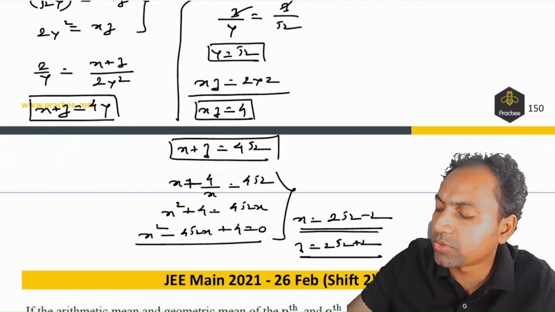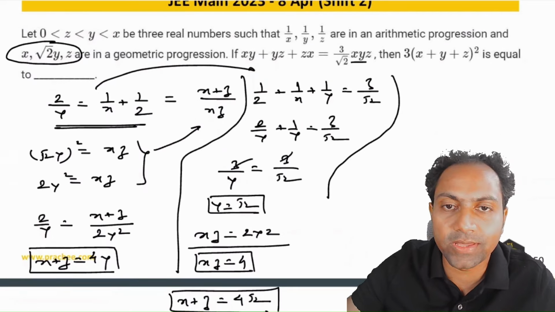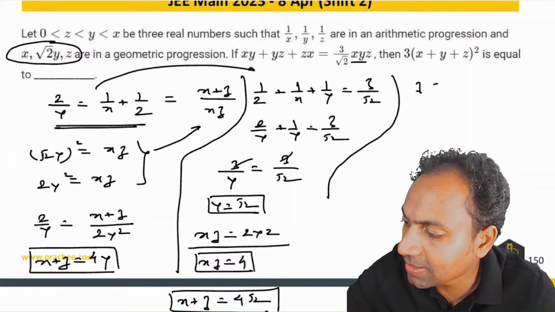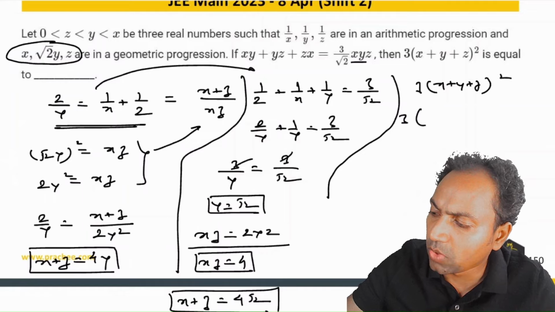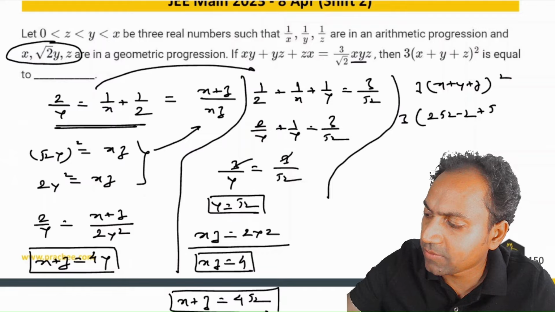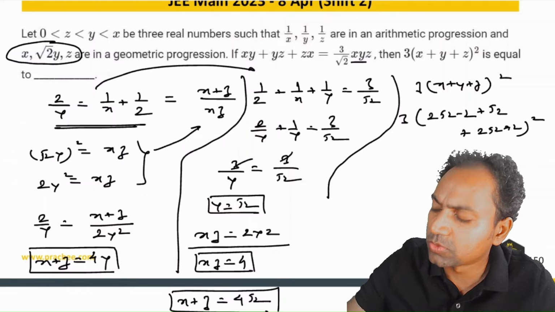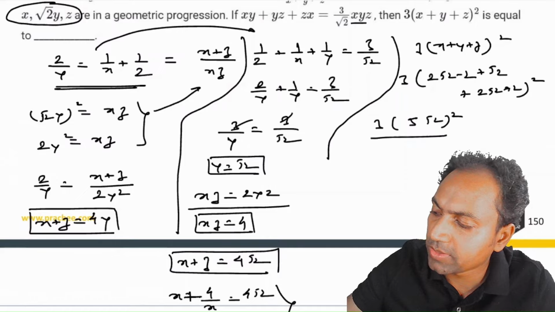Now let us go into the question part. The question says to find this value. What they're asking us to find is nothing but 3 times x plus y plus z whole square. So we already know the value of x now, 2 root 2 minus 2. y was nothing but root 2 and z comes out to be 2 root 2 plus 2, whole square. And if I do this, what we get is 5 times root 2 whole square into 3.